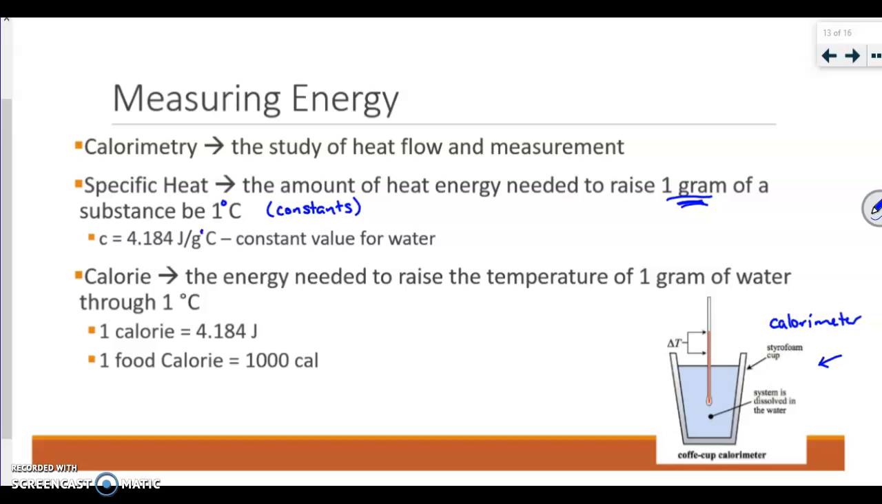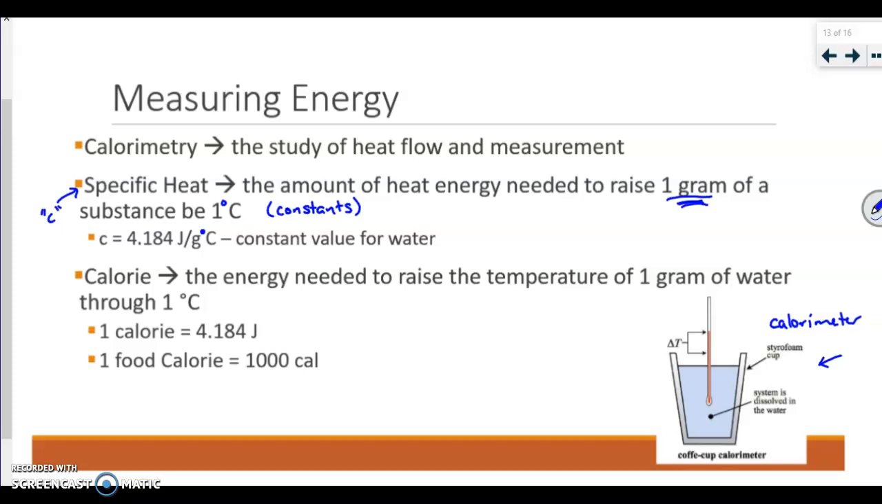Here, we're only going to be focused on water. So the specific heat of water is 4.184. And it has some funky units, but we'll talk about those on the next slide. Joules per gram degrees Celsius. The symbol for specific heat is a lowercase c.